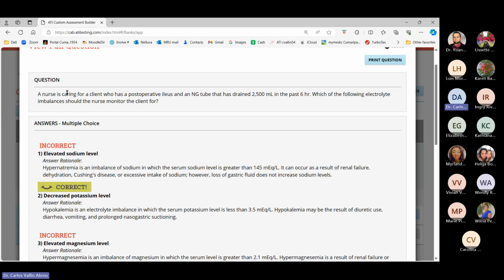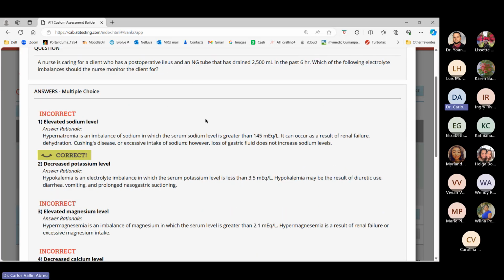A nurse is caring for a client who has a postoperative ileus and the nasogastric tube has drained 2,500 milliliters in the past 6 hours, a lot of liquid. Which of the following electrolyte imbalances should the nurse monitor for this client? This liquid is rich in chloride, in hydrogen, and in potassium. So the main consequence of this loss of liquid is a metabolic alkalosis with hypochloremia and hypokalemia.